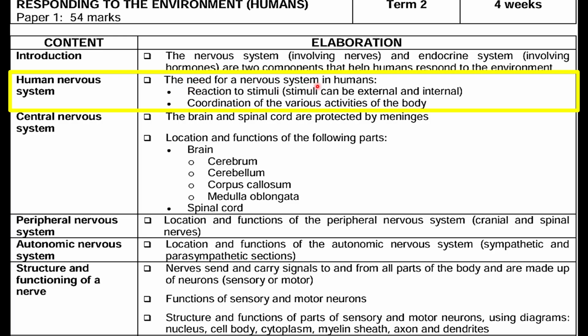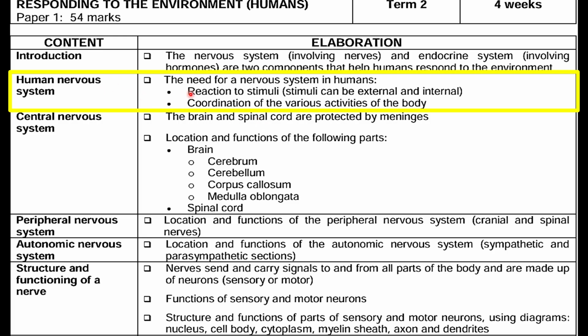Secondly, why do we need a nervous system? We need it for coordination of the various activities of the body. So without the nervous system, you won't be able to control your hands, you won't be able to control your legs, you can't do anything because you do not have a nervous system. So this section is very important.